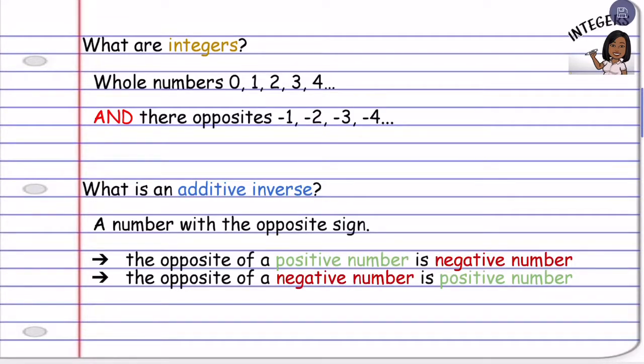What is an additive inverse? An additive inverse is a number with the opposite sign. So the opposite of a positive number is a negative number, like 10 and -10. And the opposite of a negative number is a positive number, like -8 and 8.